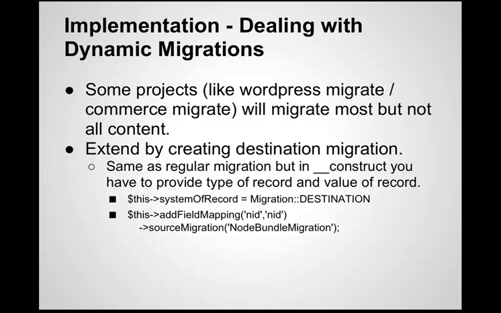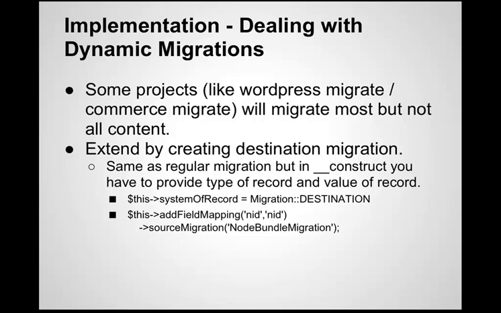There's also a thing called dynamic migrations in the Migrate module. This should have said destination migration. I'm sorry. So the idea with this is sometimes, you know, you have migration modules that are out there right now, like Commerce Migrate, UberCart, and WordPress Migrate. They'll bring in a good chunk of the content from whatever the other site is, but not necessarily all of it. So I ran into this with an UberCart website where the person wanted it to get converted into a commerce website, but the client had created a whole bunch of fields around the product content type, and none of those got migrated over. So you can extend this.